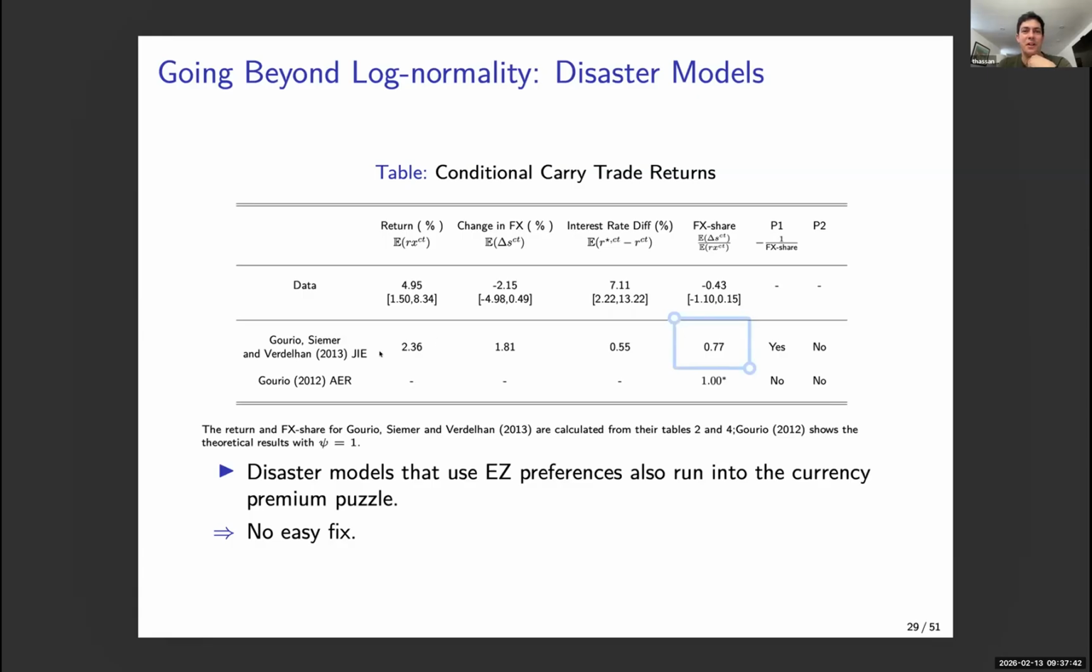So Gourio, Zimmer, and Verdelhan, or Gourio in the AER, both have FX shares close to 1. And it's also true for Farhi and Gabaix in the QJE. They don't use Epstein-Zin, but they still want to not screw up the risk-free rate puzzle, so they also have an FX share close to 1.